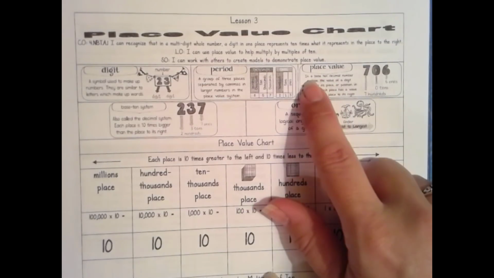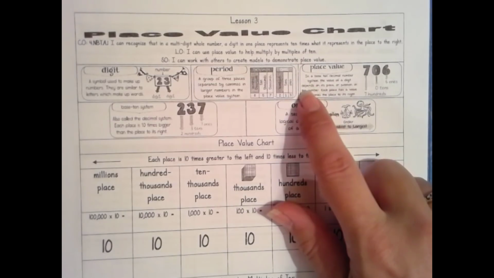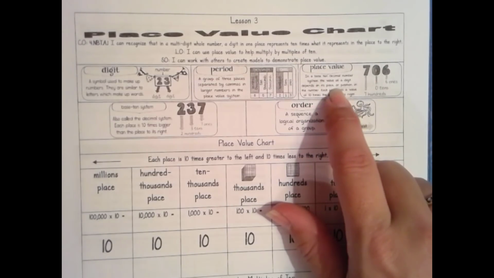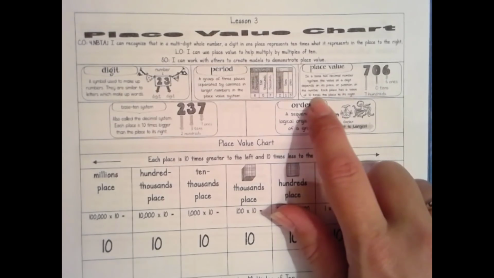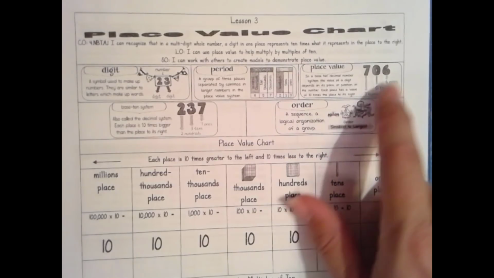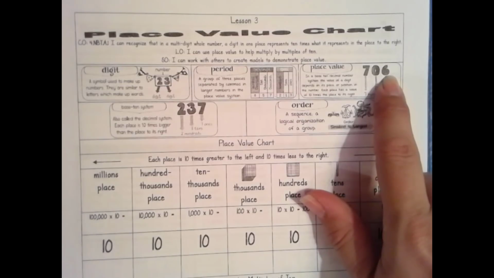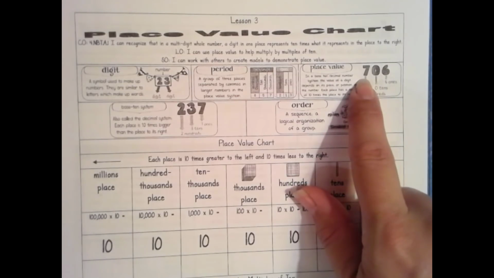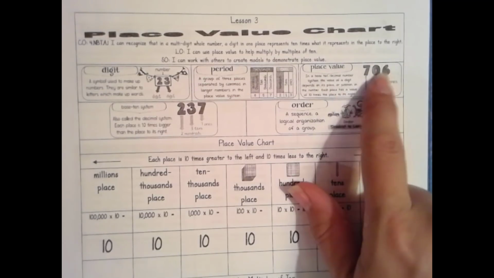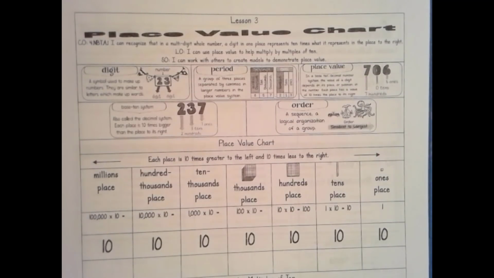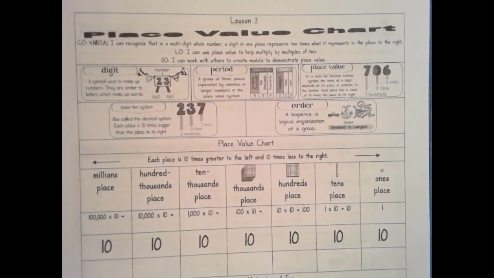Place value: in a base 10 decimal number system, the value of a digit depends on its place or position in the number. Each place has a value of 10 times its place to the right. So the number in the tens place is 10 times the number in the ones. The number in the hundreds place is 10 times more than the number in the tens, if they're all the same digit. So here we have our ones place, tens place, hundreds place.